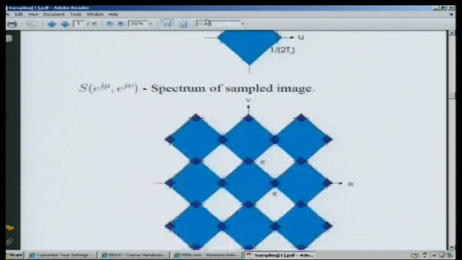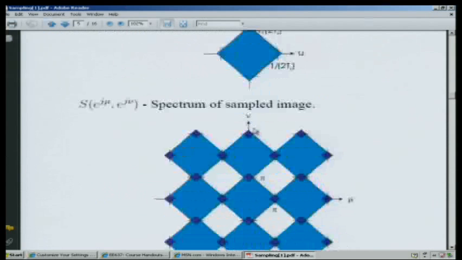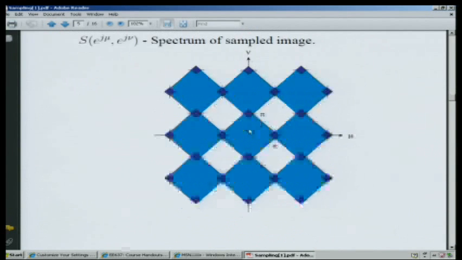Now, if there's aliasing, the reconstruction is a problem. And if the signals extend beyond these cutoff frequencies, half the sampling frequencies, then there's going to be overlap. And the overlap will cause distortion that can't be removed.